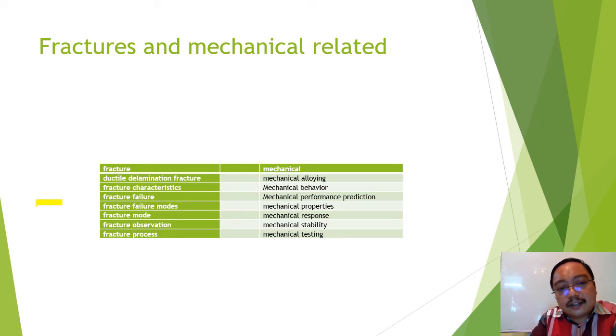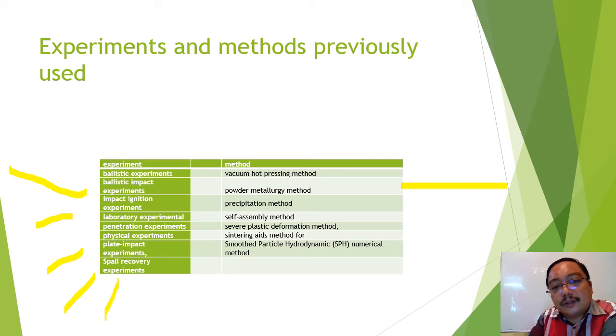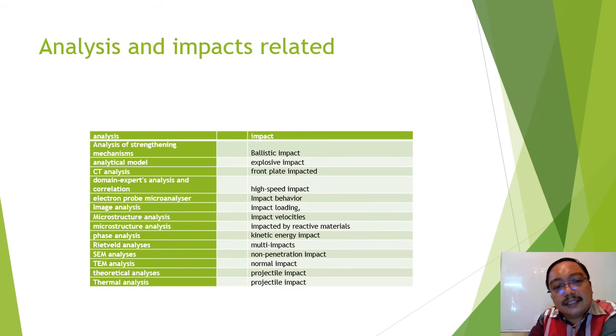You are doing fracture characterization, fracture failure, fracture mode, fracture observation, and then these are mechanical alloying, performance prediction, properties response testing. These are the experiments that you may use: ballistic experiment, impact initiation experiment, laboratory experiment, penetration, plane impact experiment, spore recovery. And then these are all among the methods that you want to use: vacuum hot pressing, powder metallurgy, precipitation method.